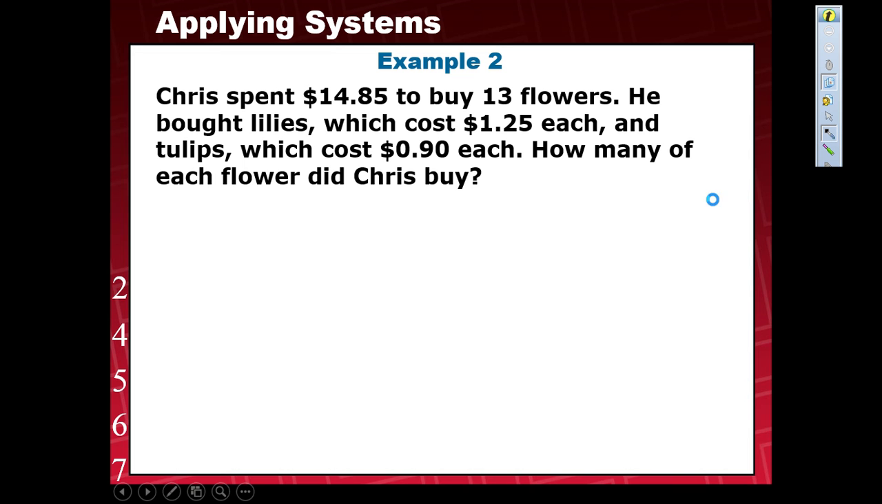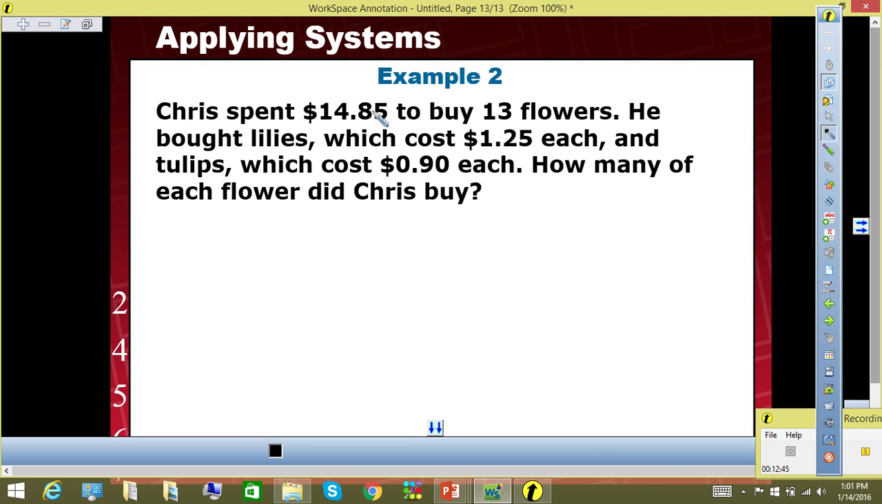It says, example 2, Chris spent $14.85 to buy 13 flowers. He bought lilies, which cost $1.25 each, and tulips, which cost $0.90 each. How many of each flower would Chris buy? Don't copy that. Go on and keep going. So here we go. I'm going to underline the key information. I want you to get your table ready and see if you can set it up.